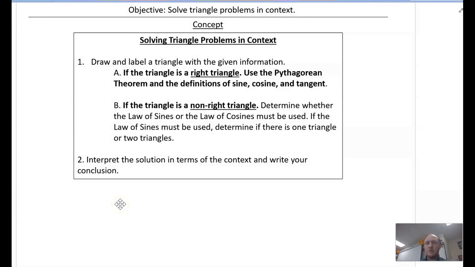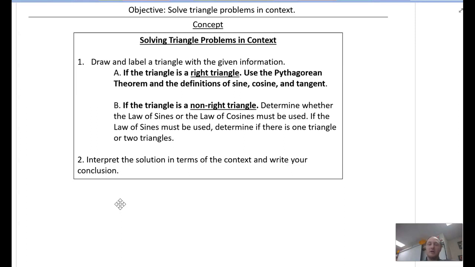Here are some general steps and approaches that you can use when solving context problems involving triangles. The very first thing I recommend in any word problem is drawing a picture. The old adage, a picture is worth 1,000 words. So draw and label the triangle with the given information. It's very important that you identify whether that triangle is right or non-right. Because if it's right, I can use the Pythagorean theorem and SOHCAHTOA to solve for information about that triangle and then apply it to the context.